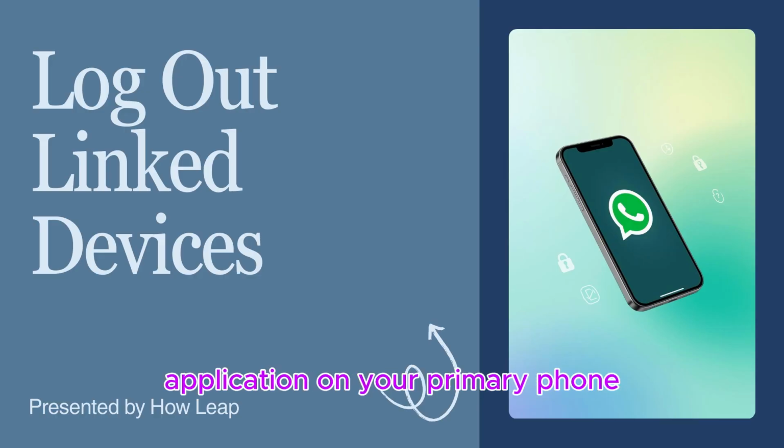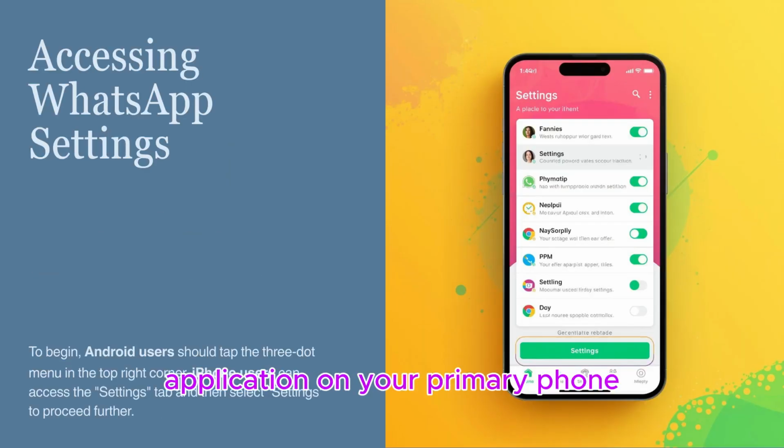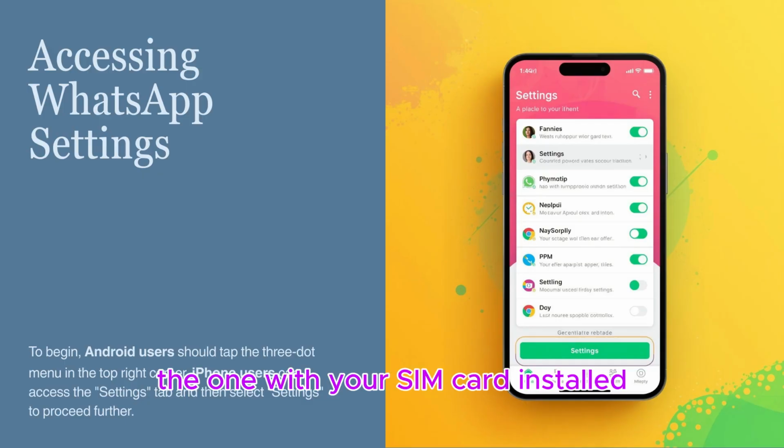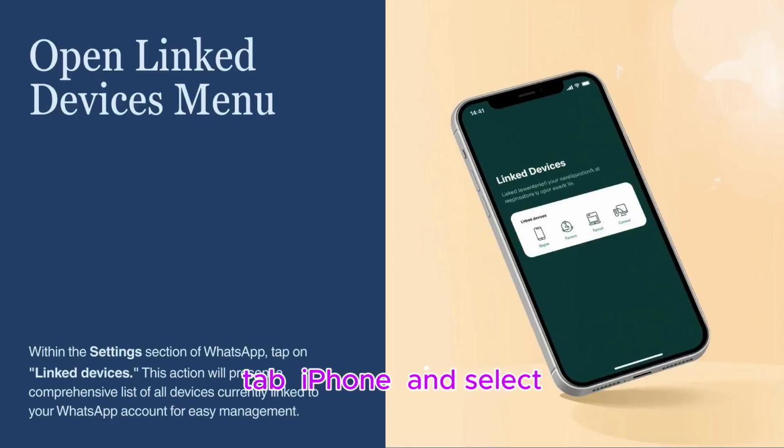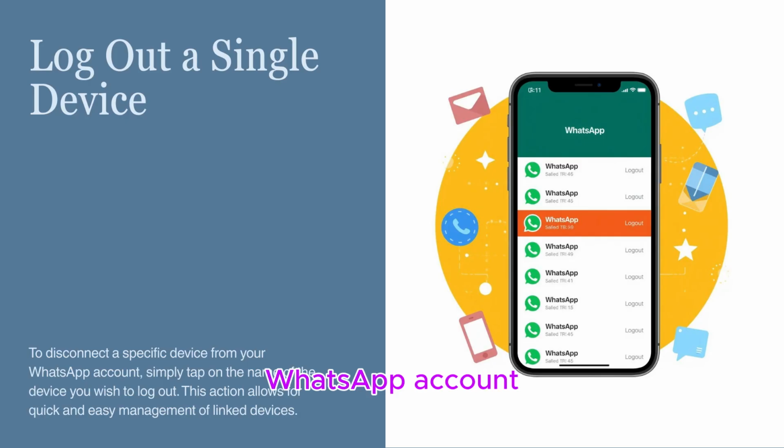Open the WhatsApp application on your primary phone, the one with your SIM card installed. Tap the three-dot menu in the top right corner on Android, or go to the Settings tab on iPhone, and select Settings. Within Settings, tap on Linked Devices. This will show you a list of all devices currently linked to your WhatsApp account, such as WhatsApp Web on a computer or Companion Mode on another phone.